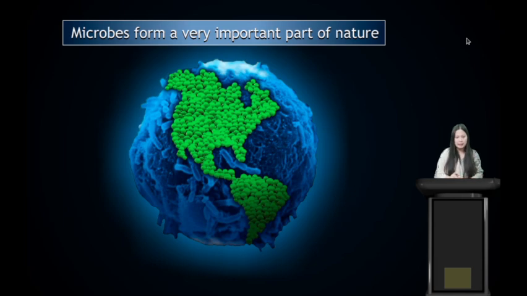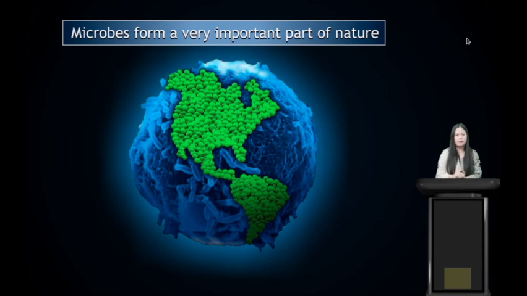And the next type of microorganism that we discuss is algae. Algae are predominantly aquatic. They are photosynthetic and eukaryotic. We have seen some examples of algae, which include green algae, brown algae, etc.